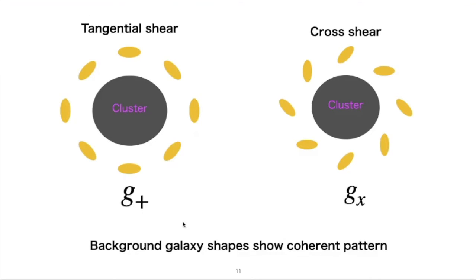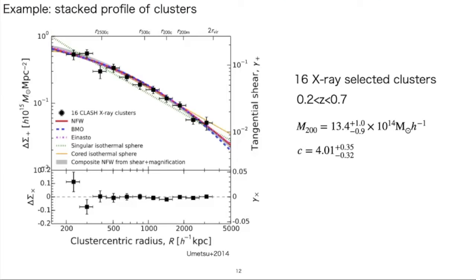Okay, I want to show one simple example. This was done by Umetsu 2014, and they used 16 X-ray selected clusters present in the redshift range between 0.2 and 0.7. They measured the tangential shear for the 16 clusters at each radial bin, and they stacked the lensing signal. Then this one is the result.